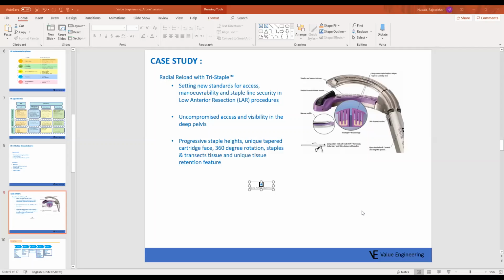And then after pressing, the knife will travel across the radial reload and cut, and at the same time it will staple both the halves with the titanium pins. Like that it does the operations. So I just put this one to understand how this product works.